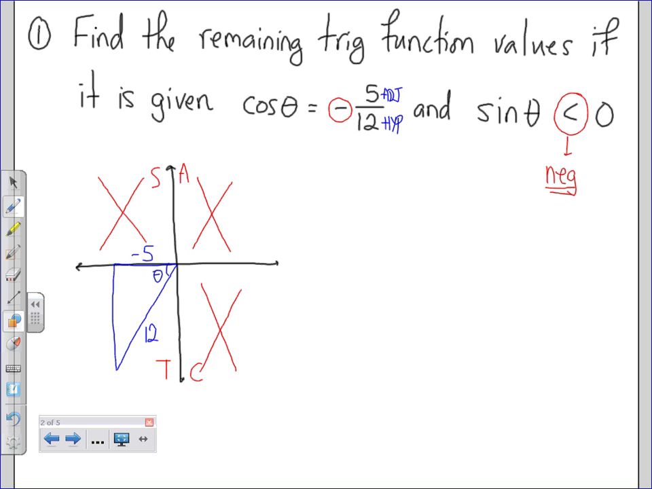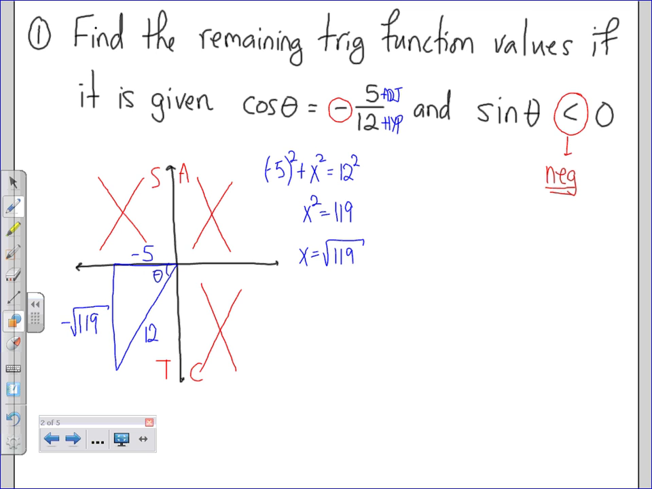So Pythagorean's theorem for this last side would tell us -5 squared plus x squared equals 12 squared. So x squared is going to be equal to 119. So x is equal to the square root of 119. And because that length is going down, we need to label it the negative square root of 119.